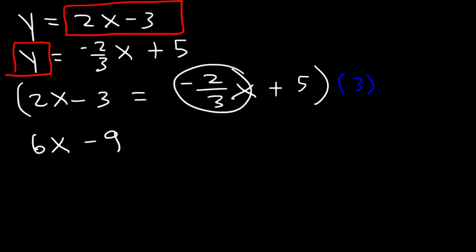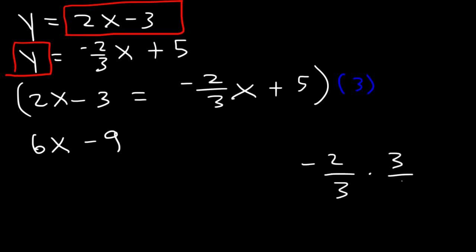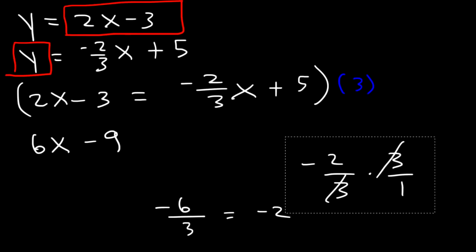Now what is negative 2 over 3 times 3? Well, if we write it out, 3 is the same as 3 over 1. You can cancel the 3 and you'll get negative 2. If you don't see it that way, you can multiply across. Negative 2 times 3 is negative 6. And 3 times 1 is 3. Negative 6 divided by 3 is negative 2. So you get the same answer, whether you cancel or multiply across.